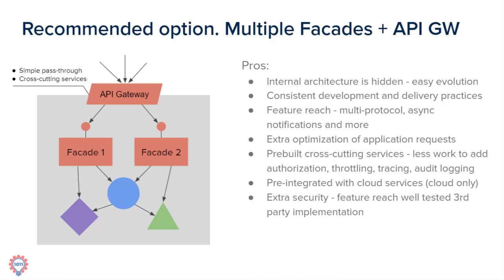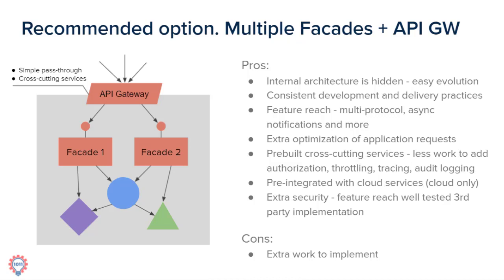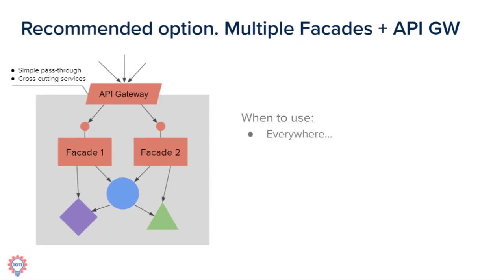When you need to deploy your system on a specific cloud, using a cloud-native API gateway will give you out-of-the-box integration with cloud services such as identity management and logging without extra effort on your part. And by delegating security to API gateways, you can enhance it and make your system a lot safer. And the only drawback here is extra work that you need to put into implementing those facades and putting in an API gateway. And I use this approach pretty much anywhere where it makes sense.